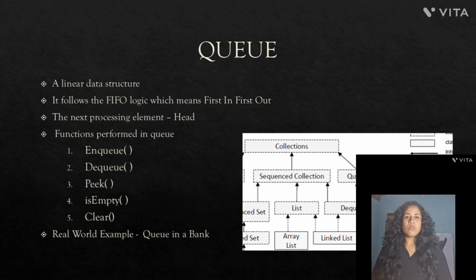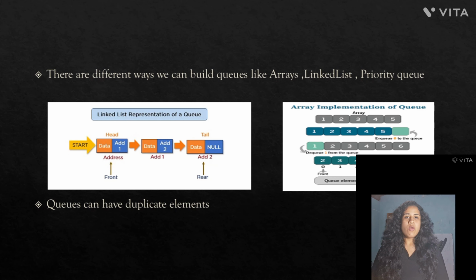As a real world example, we can talk about the queue in a bank. The person who came to the queue first is the first one to be removed from the queue. So according to the Java collection framework, here in the diagram we can see that the queue is extended from a collection interface and it can be implemented using linked list, array deque and priority queue. So when we are implementing queues, we can use either linked list class or array deque class or priority queue class to implement a queue.